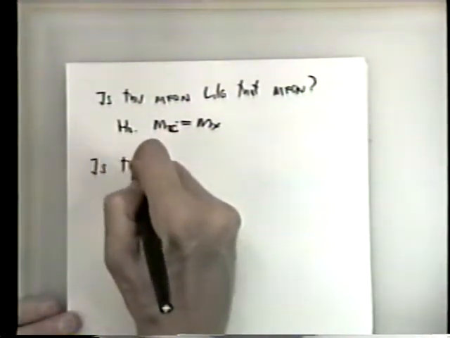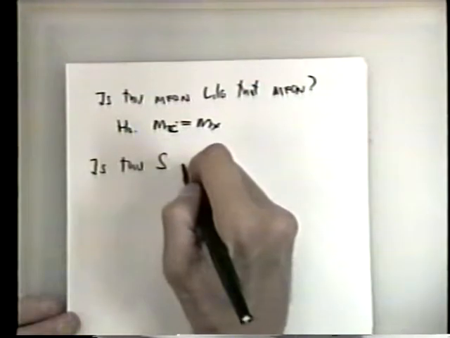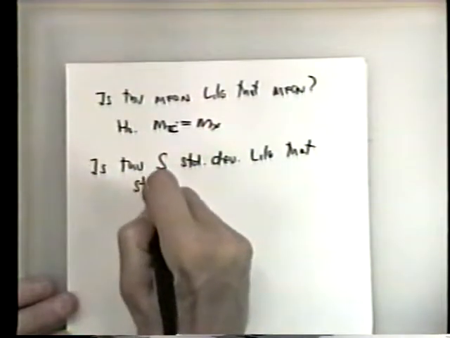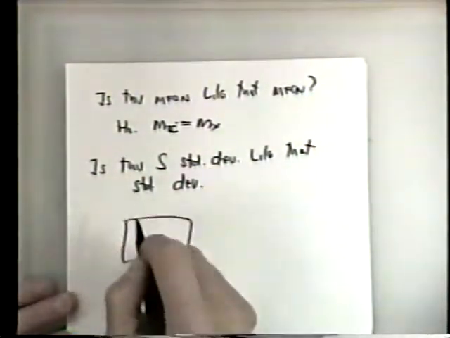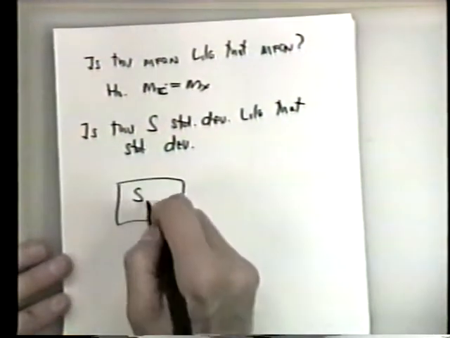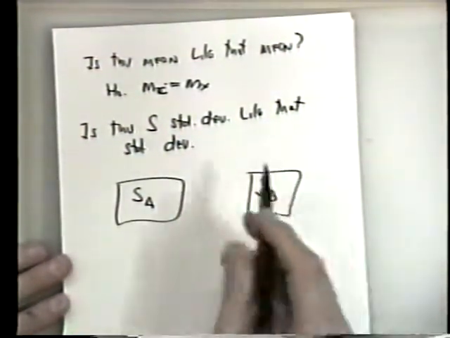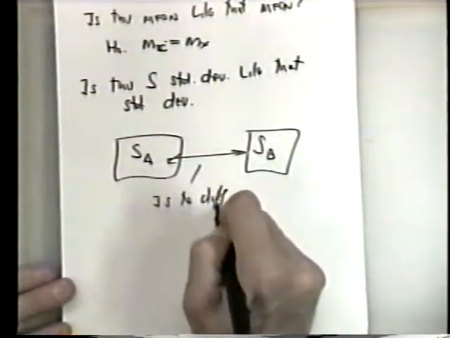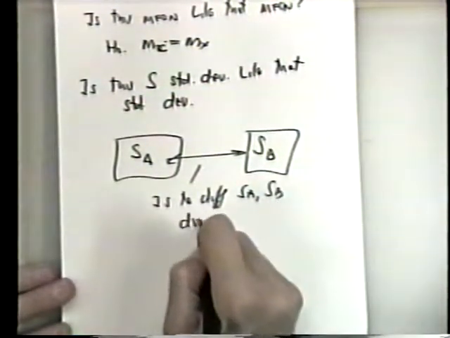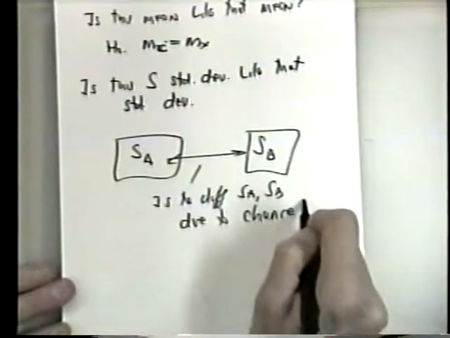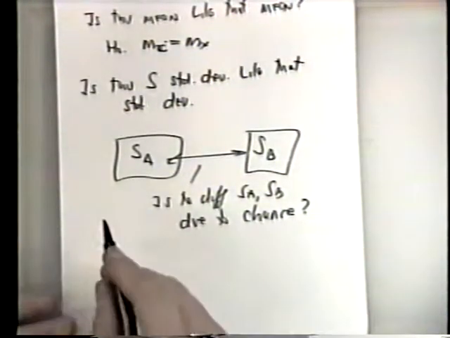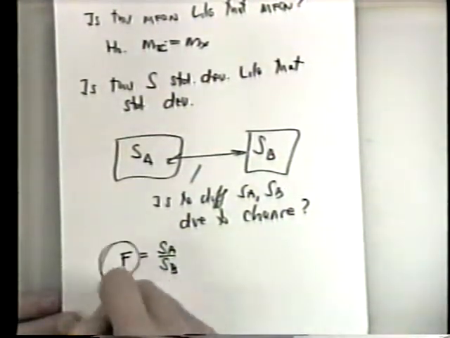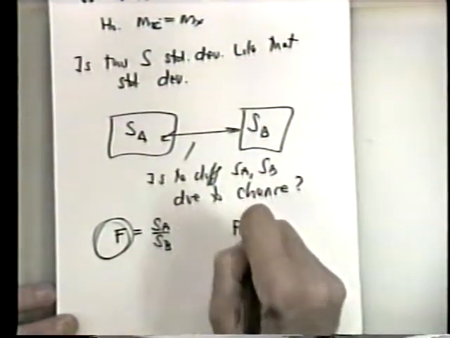We could ask, is this variance or standard deviation like that standard deviation? That is, we can do some experiment that produces a standard deviation, SA, another experiment that produces a standard deviation, SB, and we could ask, is the difference between SA and SB due to chance? The way we do this is we create a statistic called the F statistic, which is the ratio of these two, and then we can test the F statistic. And this is called an F test.